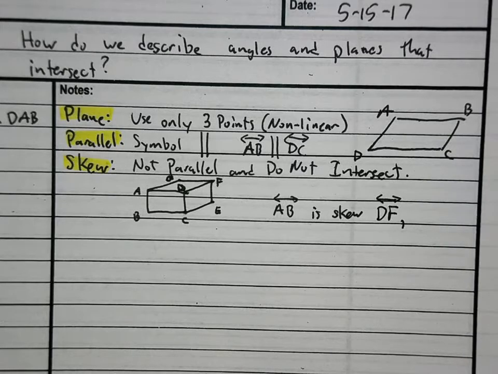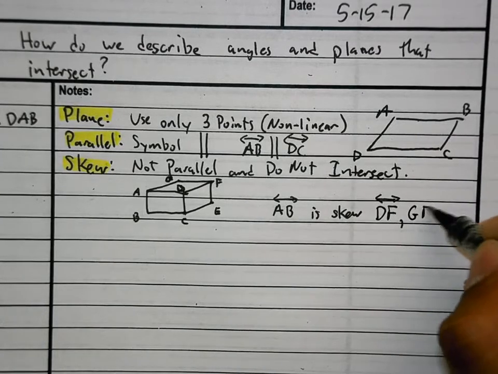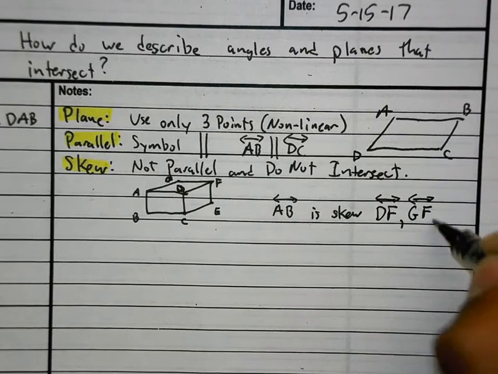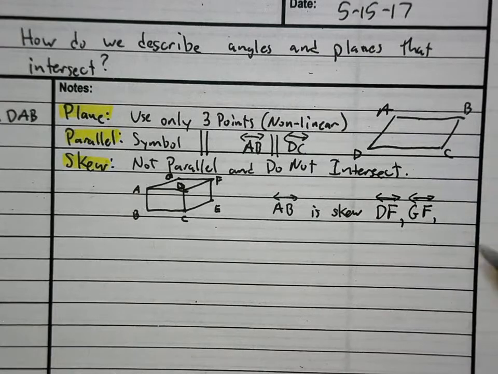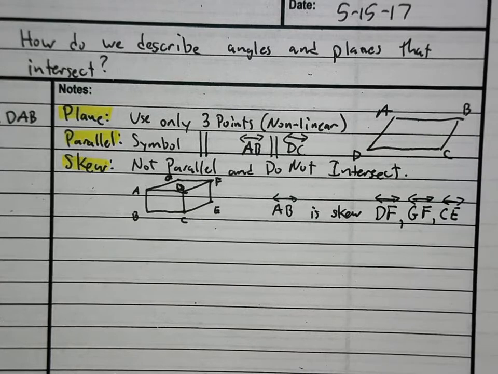It's also skew to GF. Somebody said GF. I heard that. I agree. And I see CE, not CD. CD is parallel to it. And those are my only three, I think, that are skew at this point. Okay?